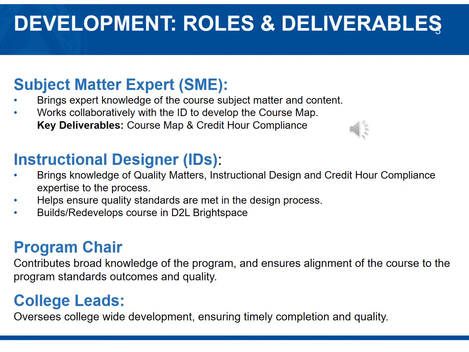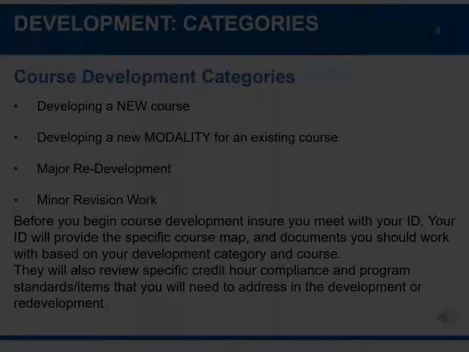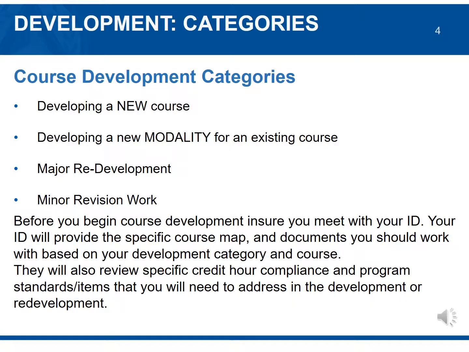The program chair contributes broad knowledge of the program and ensures alignment of the course to the program standards, outcomes, and quality. They also review and approve the course map, credit hour compliance, and course. The college lead oversees college-wide development and ensures timely completion and quality. Next, we're going to review course development categories.